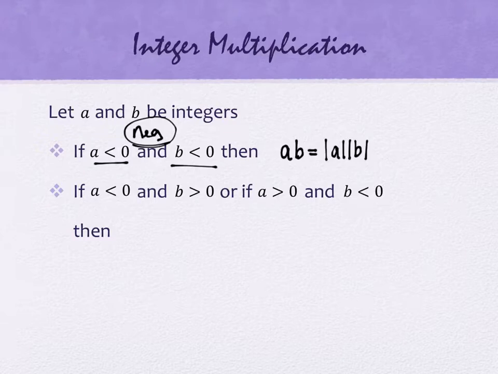The second option here is that you have one negative and one positive. If you think about it that way, one negative and one positive, then it's really just going to be the negative of the absolute value of A times the absolute value of B.